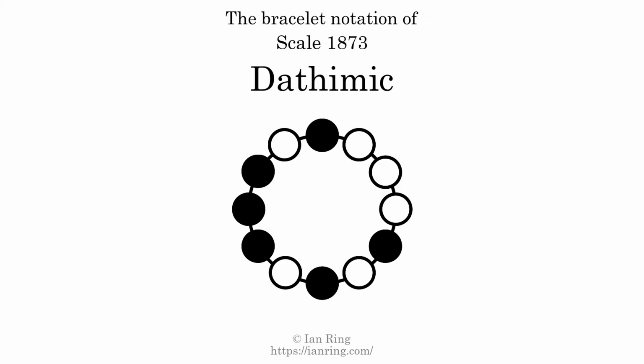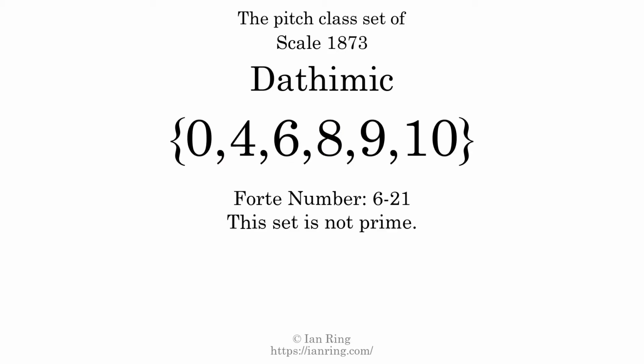This is a bracelet notation diagram of scale 1873. The shaded circles represent tones that appear in the scale, and they are read clockwise, starting at the top. The pitch class set for this scale is 0, 4, 6, 8, 9, 10. The fault class is 621. This set is not prime.